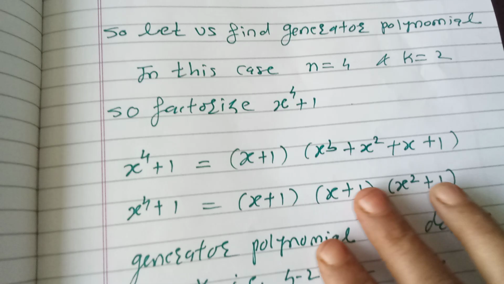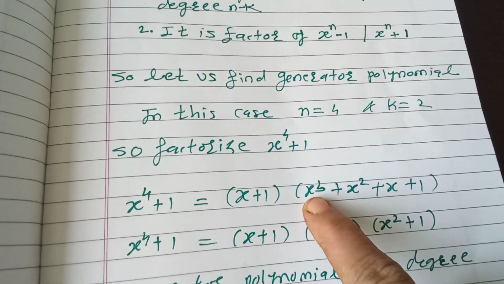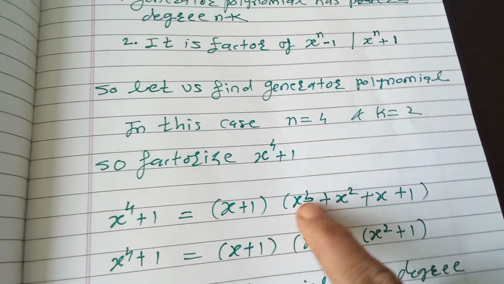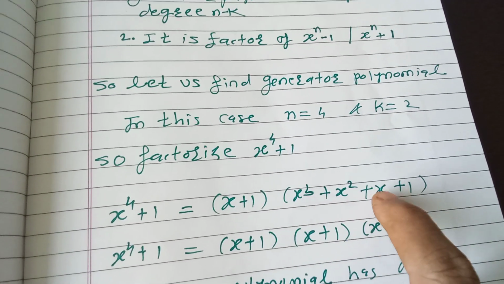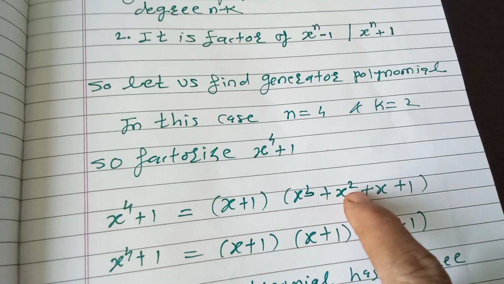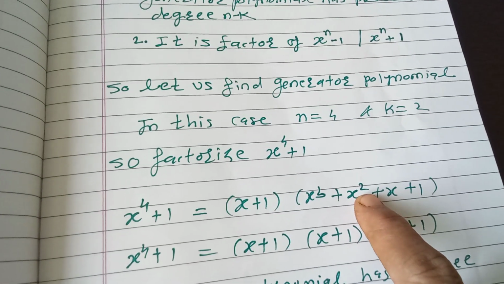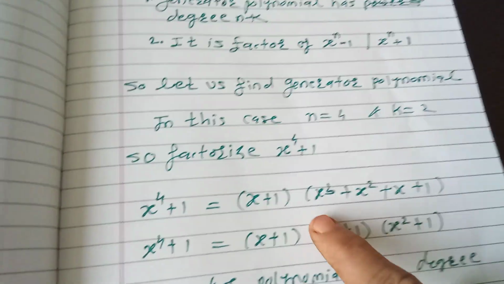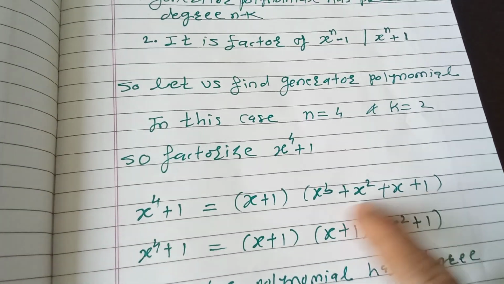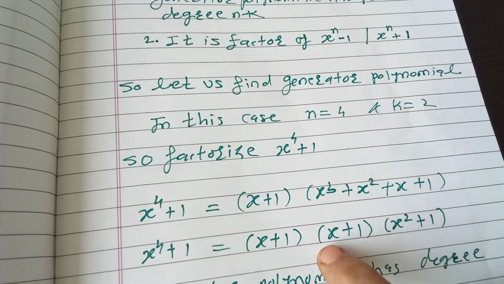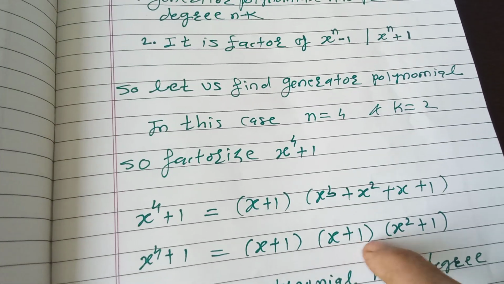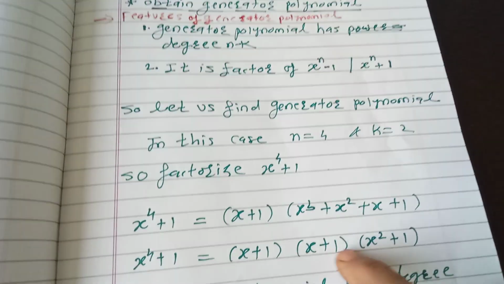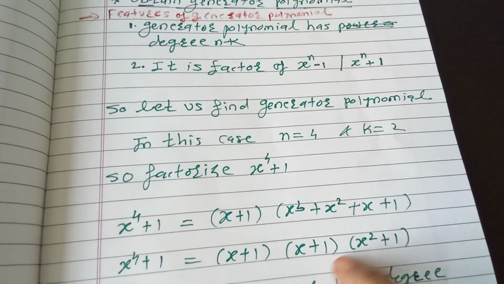By trial and error, if you put 1 as a root to this equation, 1 plus 1 plus 1 plus 1, and 1 plus 1 is equal to 0 in mod 2 operation. So this 1 is a root of this polynomial. So one factor of this polynomial is x plus 1. If one factor is x plus 1, then another factor you can find by the division method.